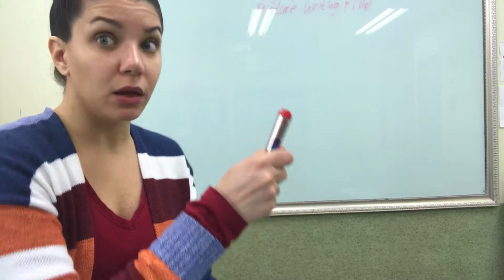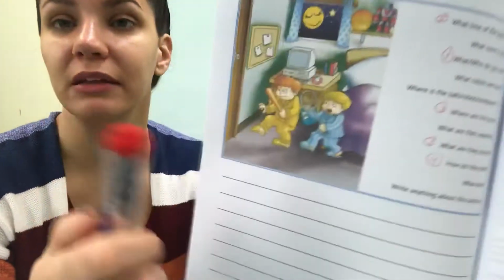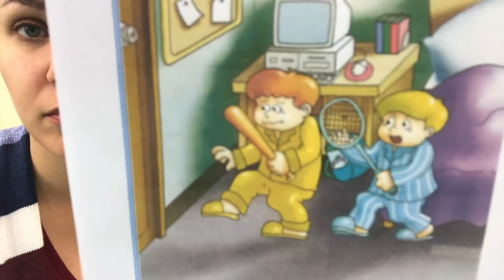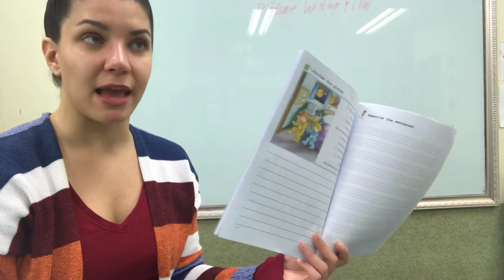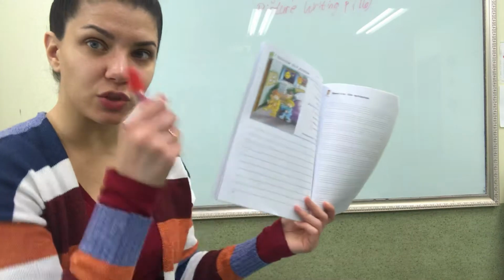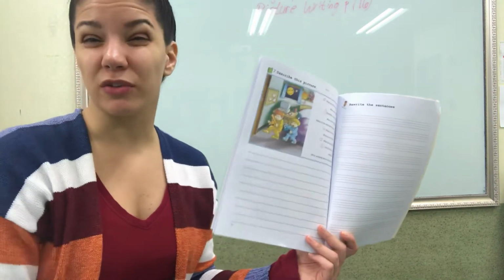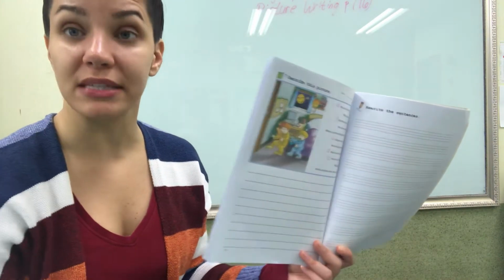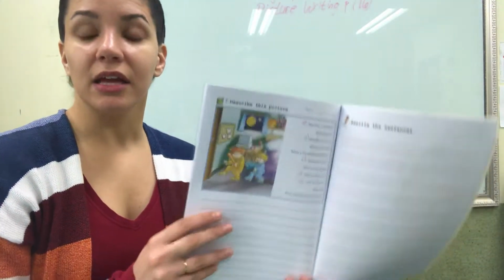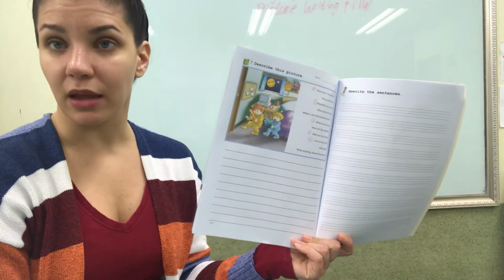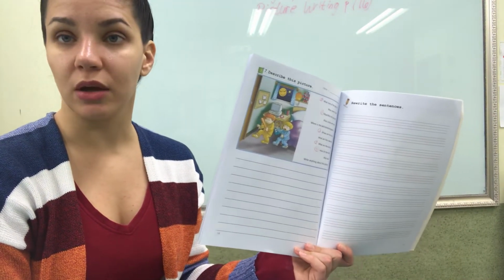Why do you think they're holding a baseball bat and tennis racket and walking around at night like this? What does their face say? What is their expression, their feeling, their emotion? They look a little scared, right? Do you think maybe they heard a monster and they're trying to hit it? Or maybe they heard a funny noise in their closet or outside? It seems to me like they're a little bit afraid of something. This is their feeling or emotion, okay?